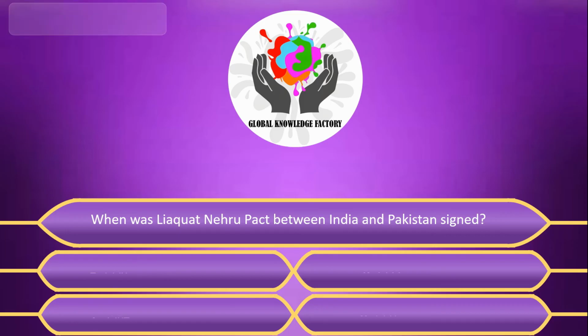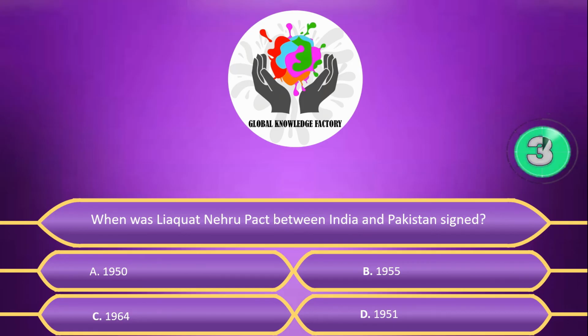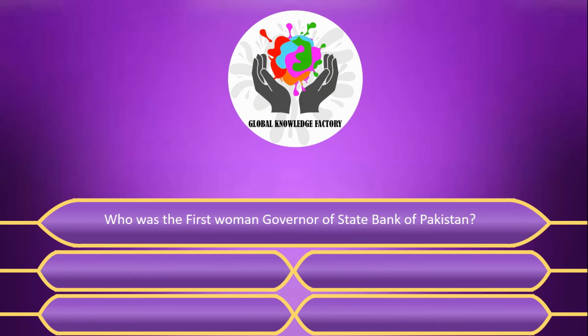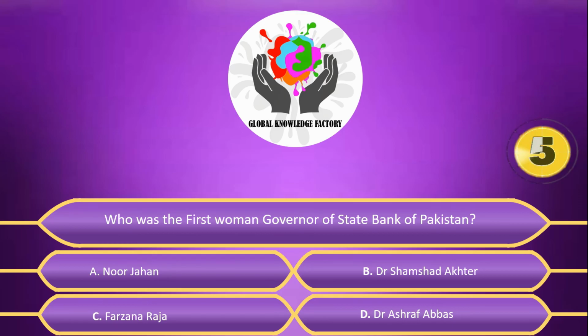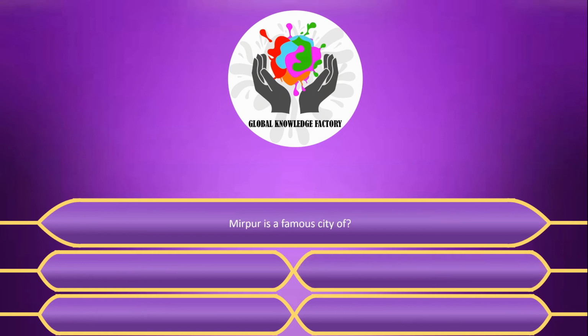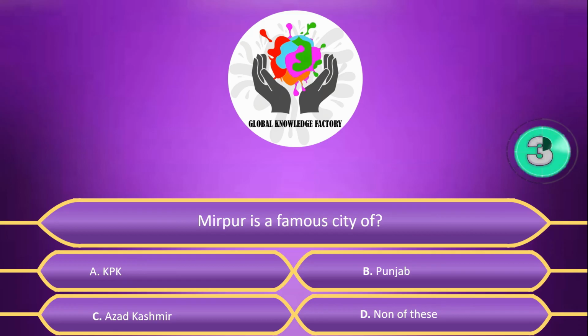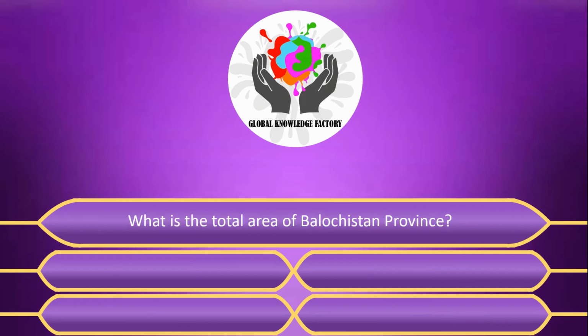When was the Liaquat-Nehru Pact between India and Pakistan signed? Answer is 1950. Who was the first woman governor of the State Bank of Pakistan? Answer is Dr. Shamshad Akhtar. Mirpur is a famous city of? Answer is Azad Kashmir. What is the total area of Balochistan province?